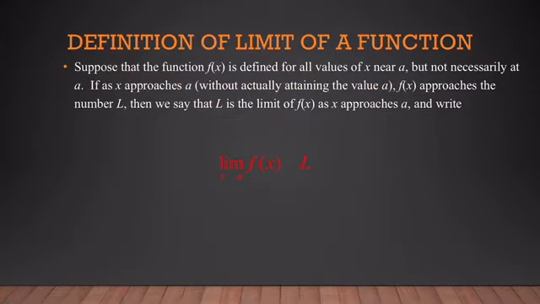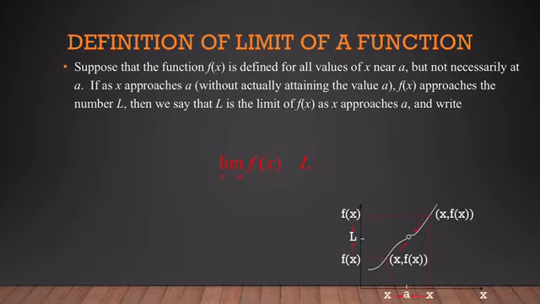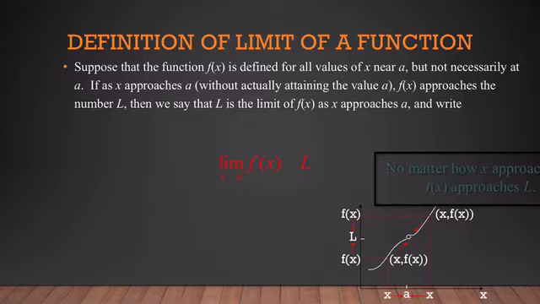Suppose that the function f of x is defined for all values of x near a, but we don't know the exact value at a. It's okay, we can use a limit, and we write limit as x approaches a of f of x equals L. As shown in this graph, we can go to a from the left and right side, but we can't get the exact value at a. No matter how x approaches a, f of x approaches L. So we use a limit to describe this point.